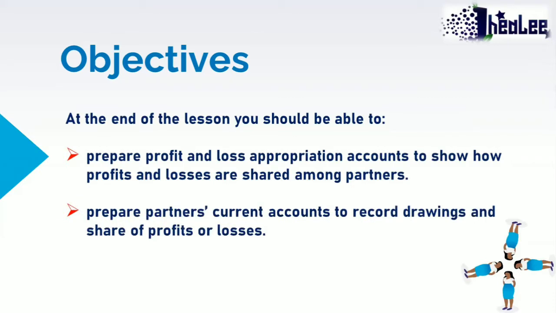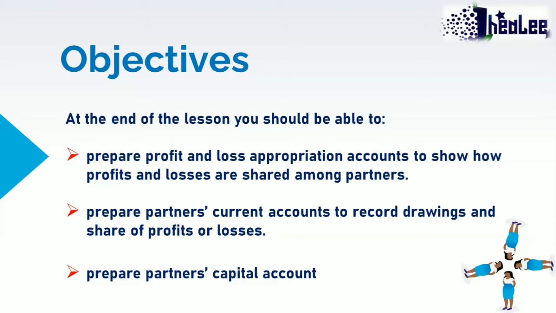You should also understand partners' current accounts to record drawings and share of profit or losses, and how to prepare partners' capital account. Before I go into a worked example, partners prepare what is called a trading and profit and loss appropriation account. The trading account is nothing new to you, nor the profit and loss, right? The trading account is used to ascertain the gross profit or loss, while the profit and loss is used to ascertain the net profit or loss.